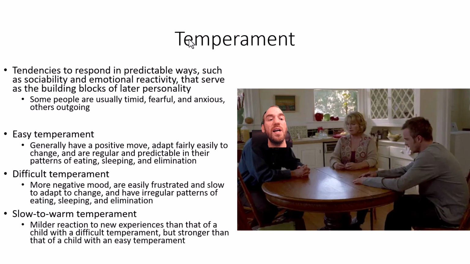Easy temperament generally involves a positive mood. These children adapt fairly easily to change and are regular and predictable in their patterns of eating, sleeping, and elimination. Difficult temperament involves a more negative mood; these children are easily frustrated, slow to adapt to change, and have irregular patterns of eating, sleeping, and elimination. Slow-to-warm-up temperament involves a milder reaction to new experiences than that of a child with difficult temperament, but stronger than that of a child with an easy temperament.